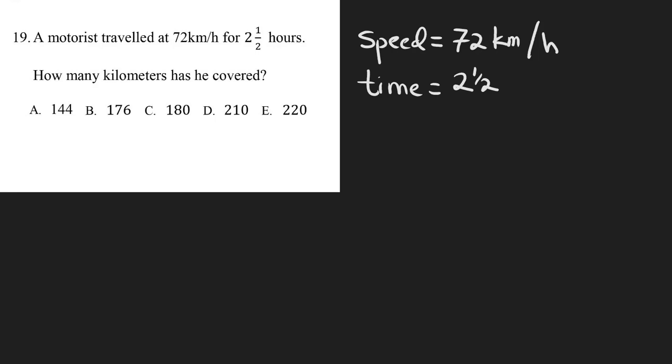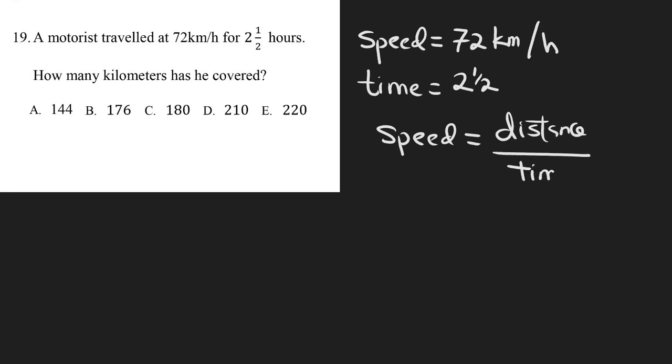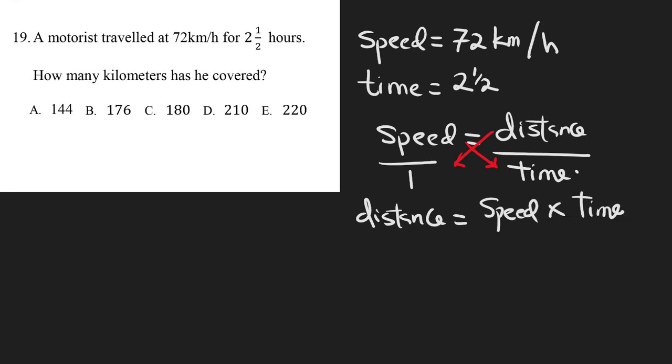So the question says how many kilometers has he covered? Remember the formula that says speed is equal to distance over time. From here we can cross multiply, distance times 1. So we have distance is equal to speed times time. Of course we have speed here, and we have time here. So we're going to multiply them. So we have speed, which is 72 kilometers per hour.